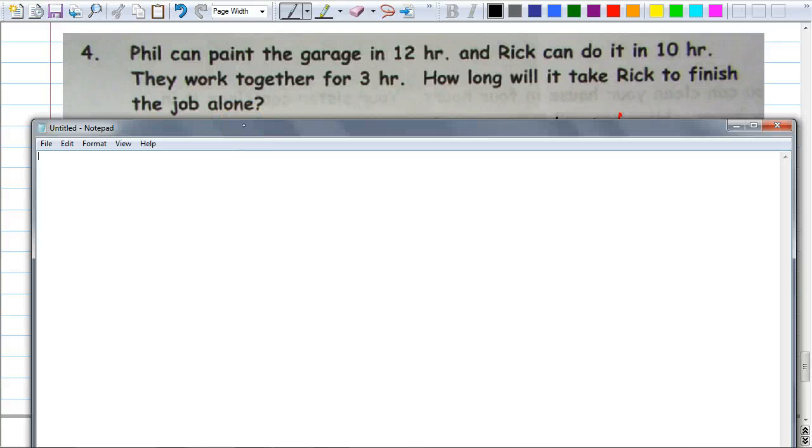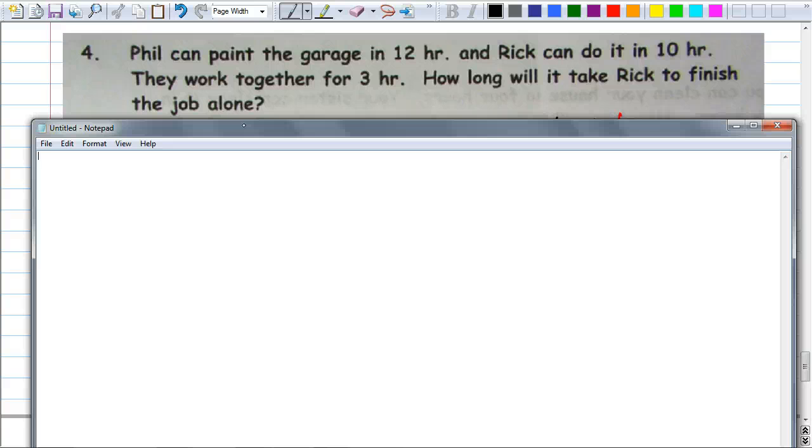All right, let's look at the last one then, number 4. It says, Phil can paint the garage in 12 hours. What's the rate for Phil? 1 over 12. It's always going to be 1 over the time it takes him to finish the job. Is that okay? Okay, and Rick can do it in 10 hours. So what's the work rate for Rick? 1 over 10. Does that make sense? Because Rick does 100% of the job in 10 hours. They work together for 3 hours.